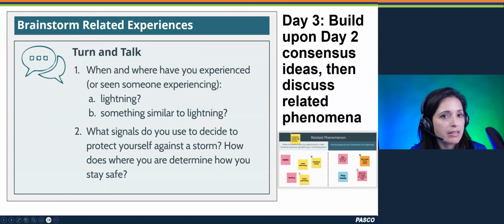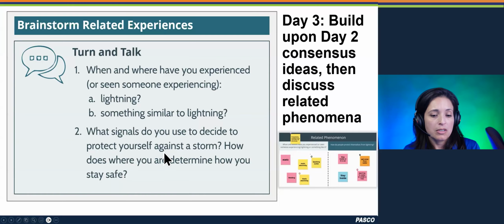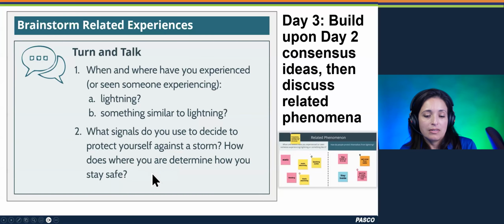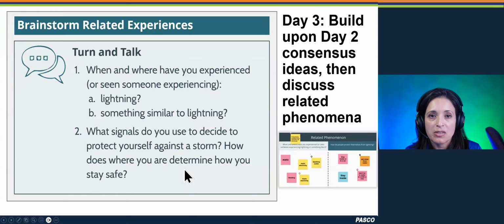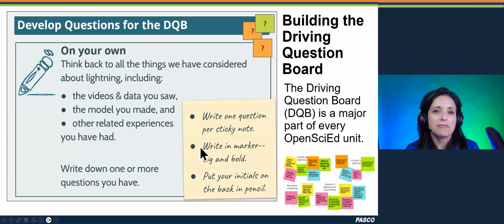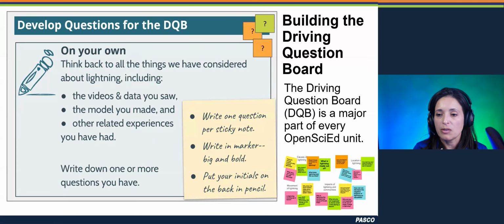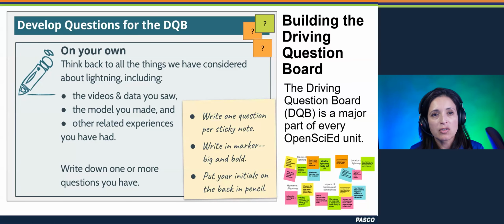So that's what related phenomena are. What about lightning? What about something similar to lightning? What signals do you use to decide to protect yourself against a storm? How does where you are determine how you stay safe? Some questions about things that are not directly lightning, but related to lightning. And those continue to drive forward the questions that we decide we want to answer. Some we will answer, some we don't.